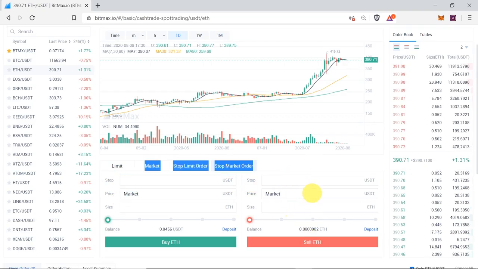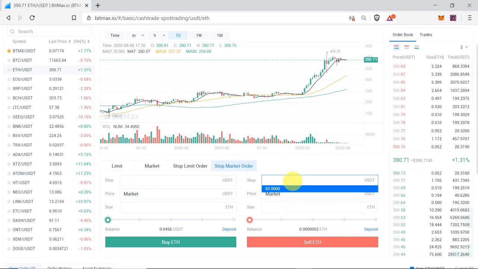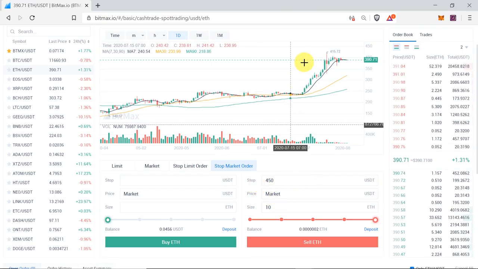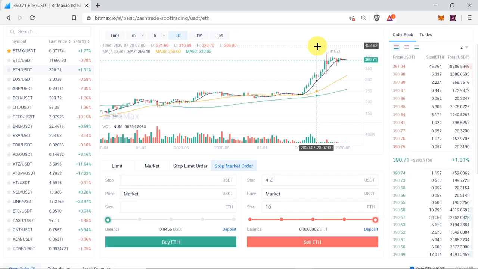And now stop market for selling Ethereum. So let's say we believe Ethereum will go up to $450. So one more time, 450 would be the stop over here, and then the size of how much Ethereum we want to sell. So if we want to sell 10 Ethereum, that means if the price goes up until it reaches 450 or crosses it, our order is being triggered and it checks all those people who want to buy Ethereum over here, and it sells, for example, to the first person 1.7, the second person 0.7, and so on until all 10 Ethereum are being sold for the highest market price available.